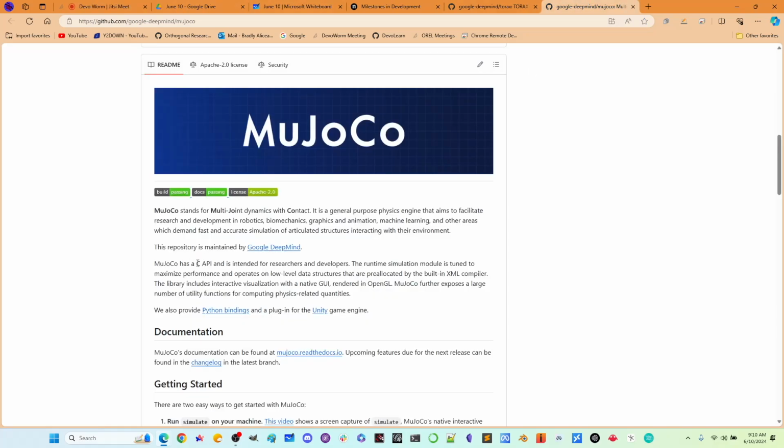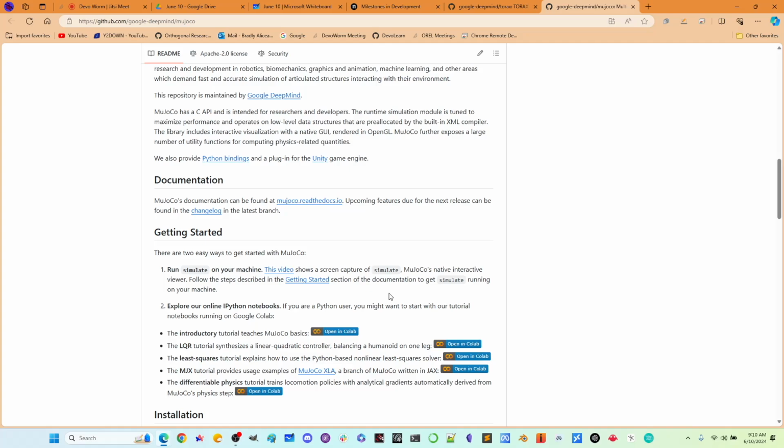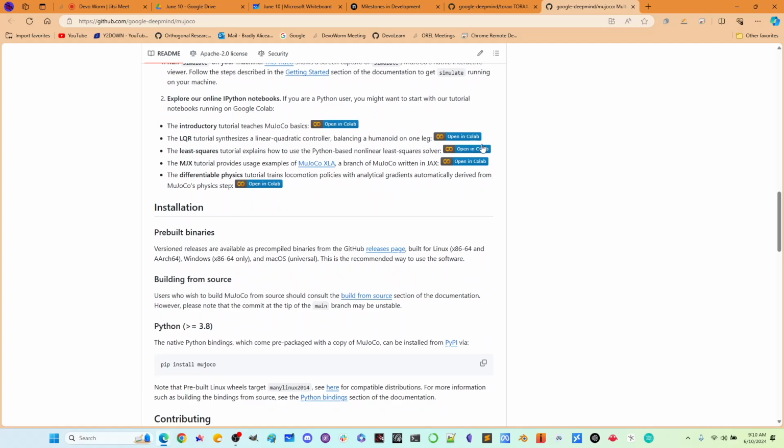This is a C API, and is intended for researchers and developers. The runtime simulation module is tuned to maximize performance and operates on low-level data structures. The library includes interactive visualization with a native GUI, and it exposes a large number of utility functions for computing physics-related quantities. So it's a general physics tool, but it operates on this principle. Read the docs here, and you can set it up on your machine or run it in a Colab notebook and do some basic tutorials.